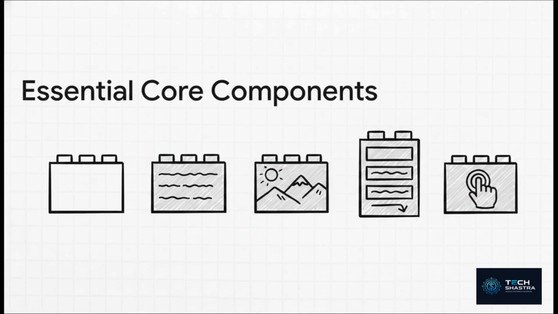Well, you've got your essential starter kit. A view is just a basic box or container. Text is for text. Image shows pictures. For lists of stuff, you have scroll view and the super important flat list. And of course, button and pressable are for when the user taps something. You're going to be using these 5 or 6 components constantly.